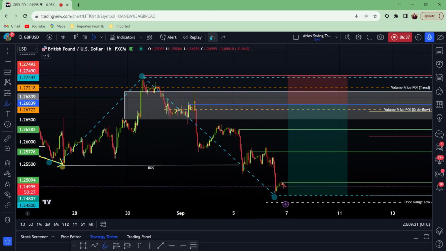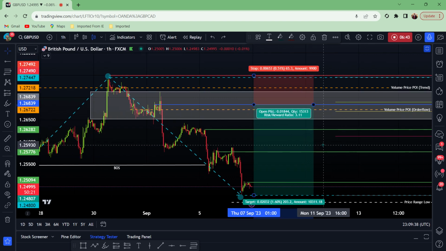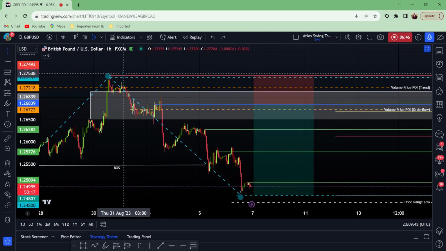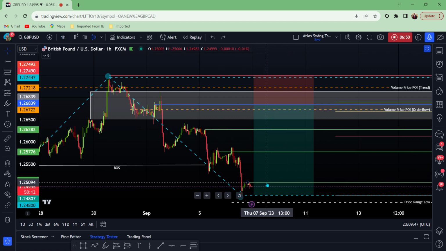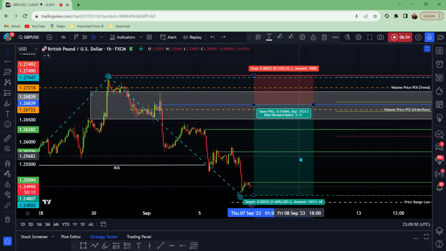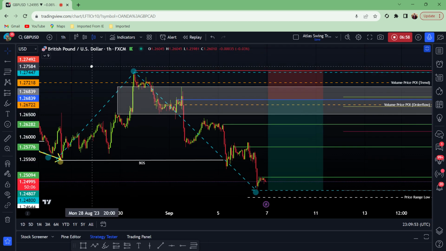We put our short tool here to indicate a 1 to 3 risk to reward, which we know we love those trades. Our stop loss is above the high of the order flow, and then we entered our take profit ranges along the way. So this is a potential 200 pip intraday trade that you can enter.